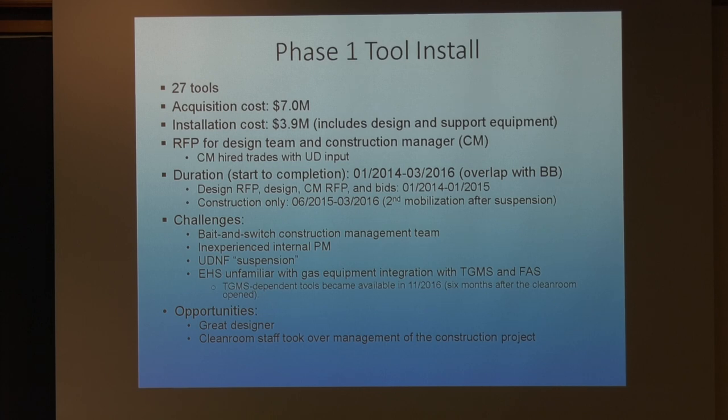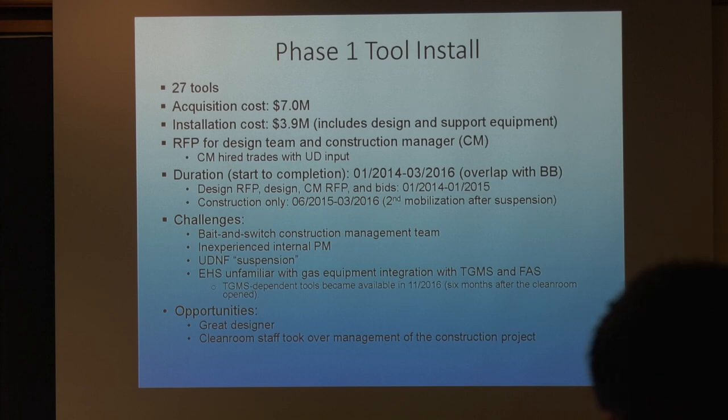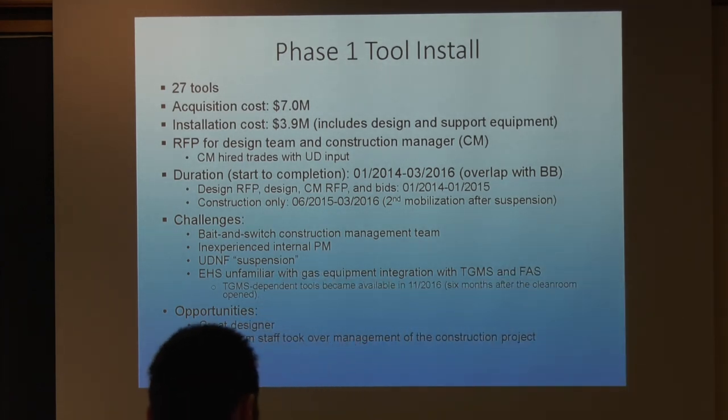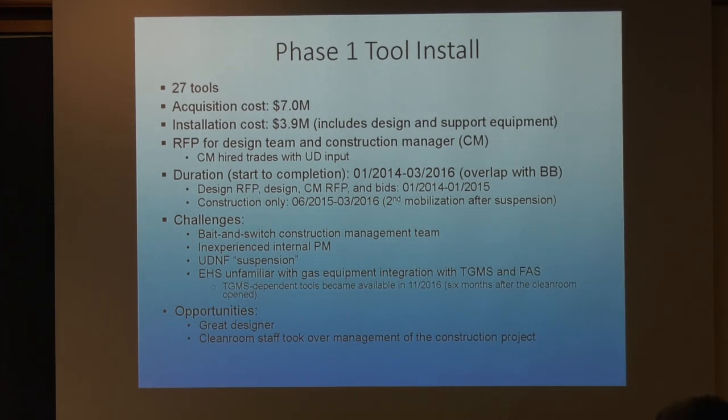Some challenges: the construction management team employed a bait and switch approach. The people we talked to, the people we de-scoped with, had prior experience, they had built fabs and so forth. What we got on site had experience building high schools. So that was a challenge. Also, we had the same inexperienced internal project manager, and the suspension I already mentioned.